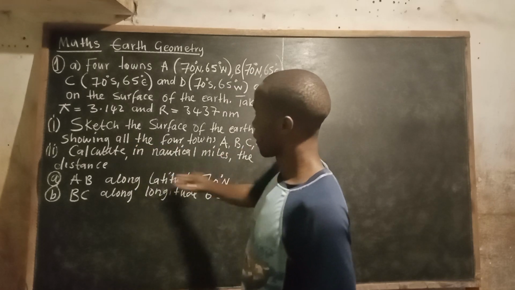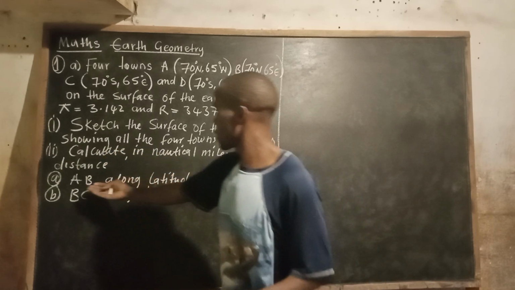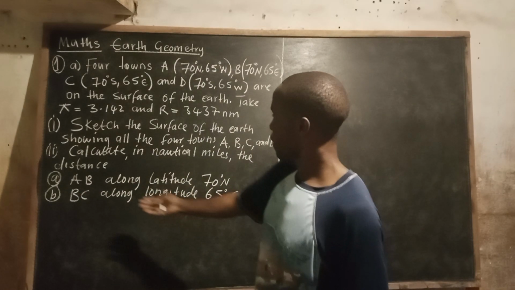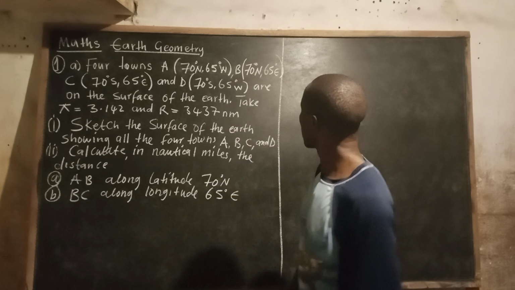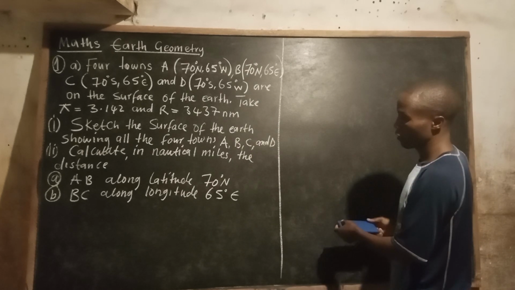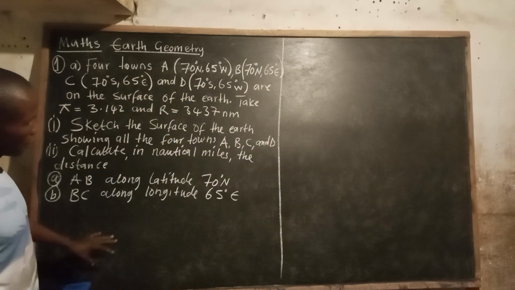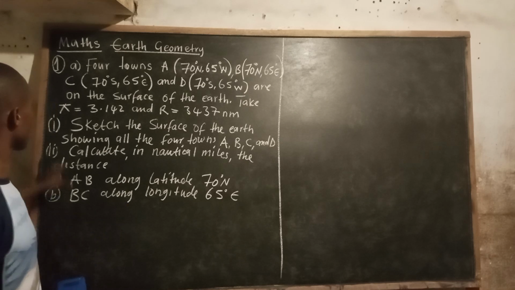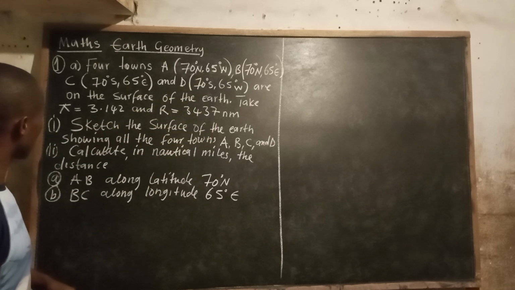Then the question: 1, sketch the surface of the earth showing all the 4 towns A, B, C, and D. 2, calculate in nautical miles the distance AB along latitude 70° north, and BC along longitude 65° east. We are going to use this blank space on the other side, because this space cannot accommodate the diagram that we are about to sketch.